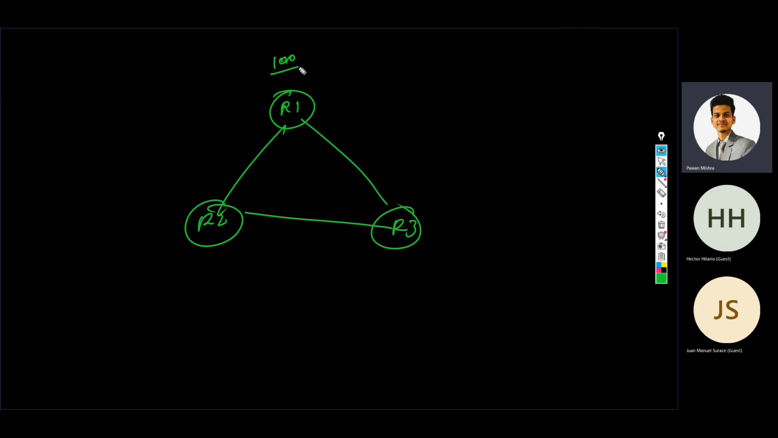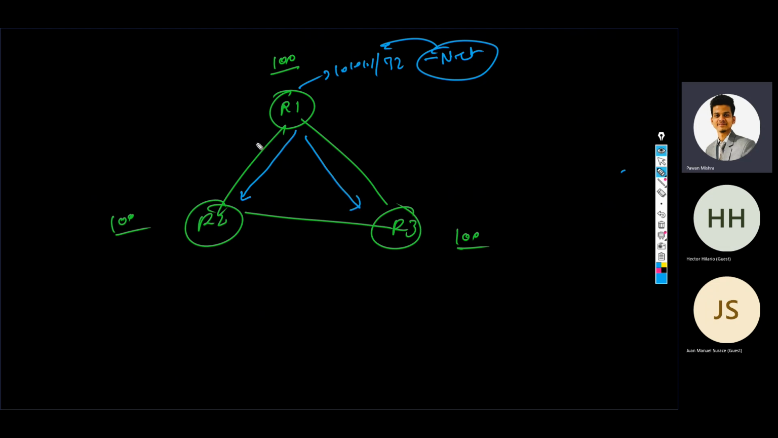Here I'm using AS100, here also AS100, and here also AS100, right? Now let's say the R1 router has a loopback, 1.1.1.1/32. Using the network command, I can advertise this route on R1. R1 will share this route to R2 and to R3, and the neighborship type is IBGP.